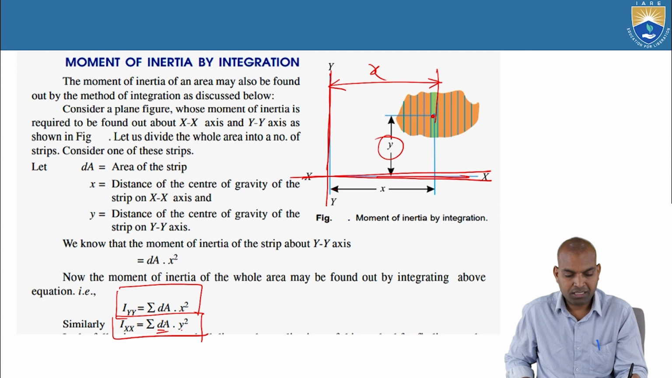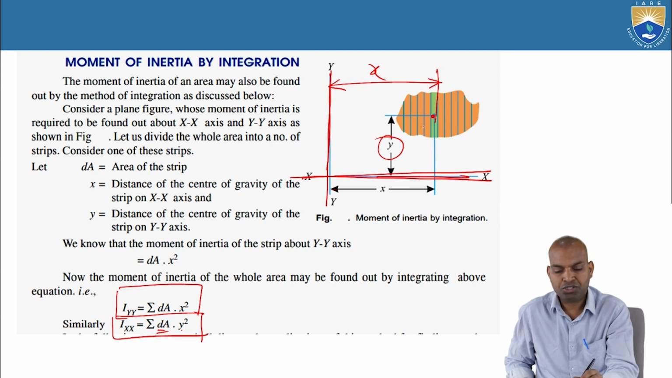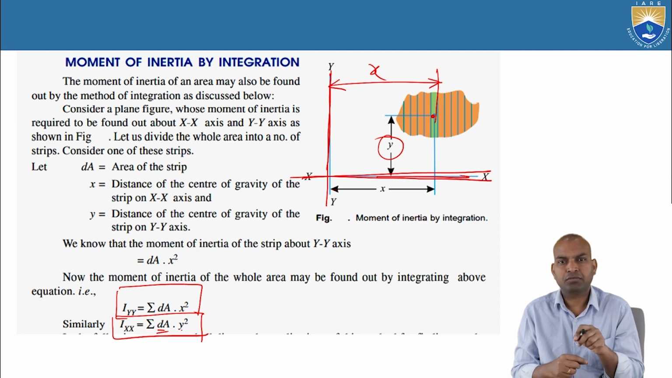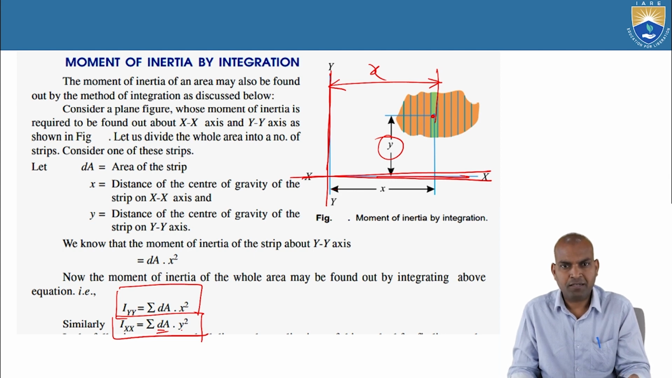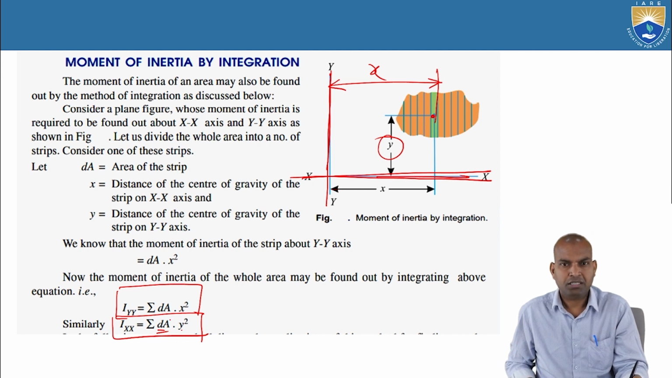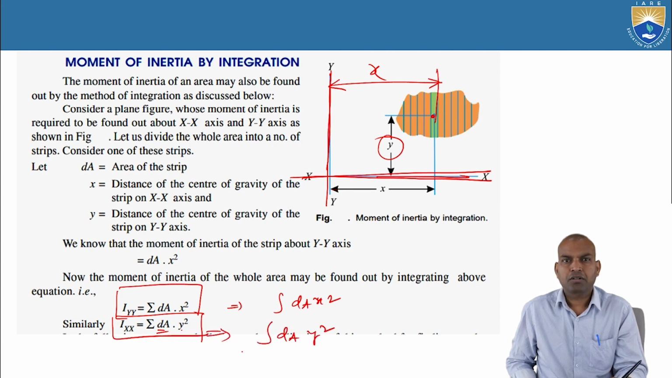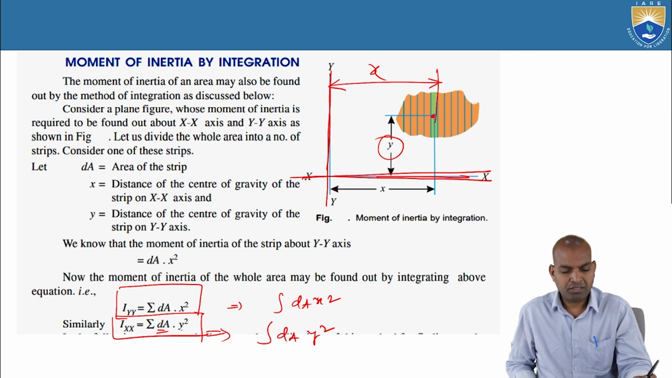So here we consider dA as the elemental area of the strip. We consider an arbitrary area, which is divided into a number of elements, vertical strips, each strip having a certain area. That is why we use integration; the sigma here is the sum, sigma dA x square. We can write this equation as integral of dA x square. Similarly, it is integral of dA y square. In this manner, you have to calculate the moment of inertia of the whole area.